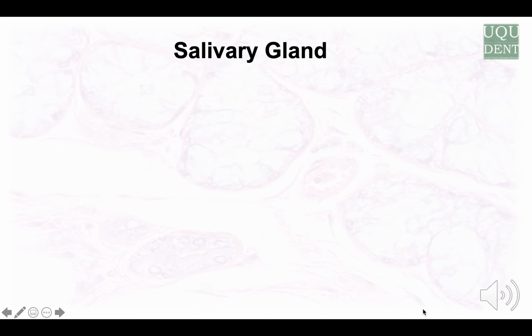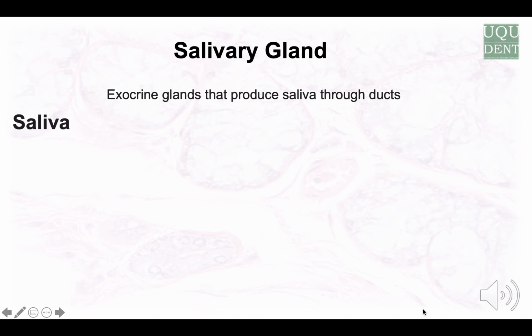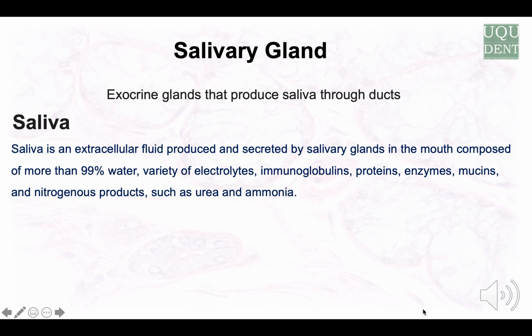What is the salivary gland? The salivary gland is an exocrine gland that produces saliva through the ducts. And what is the saliva? Saliva is an extracellular fluid produced and secreted by the salivary gland where? In the mouth. It is composed of mainly water.